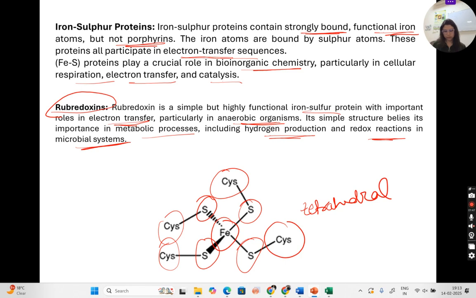Fe in which state? So mostly in this case Fe, I need to check, maybe it is in a +2 state, but I need to confirm this. This is not the point of concern here. In this case, the geometry or the linkage of iron to sulfur matters more.